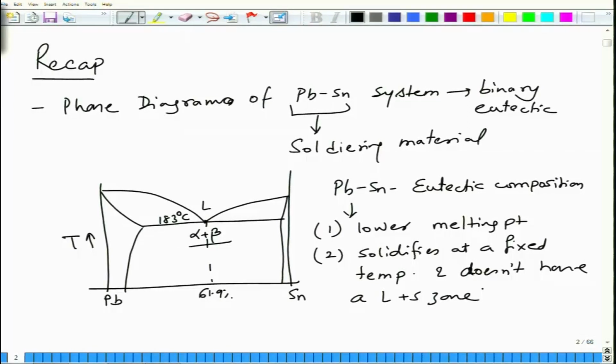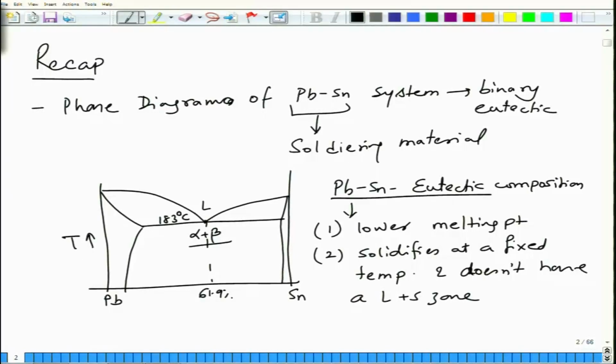Now liquid plus solid zone is avoided in welding because you do not want your weld to be mushy. You want your weld to solidify quickly so that the parts are retained, so the parts are integrated fast. So as a result, we prefer lead tin alloy of eutectic composition for soldering.